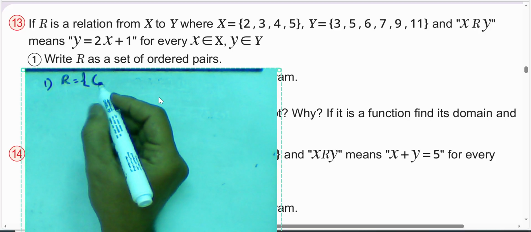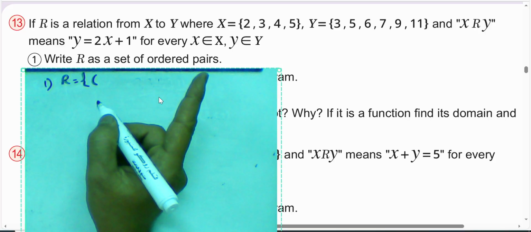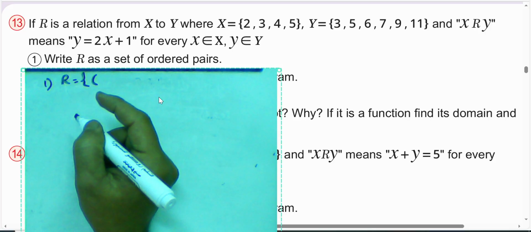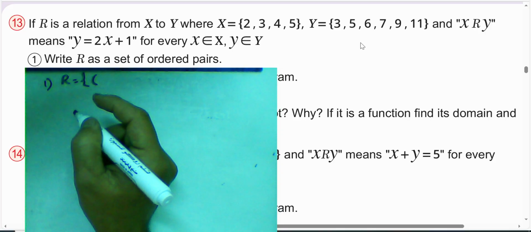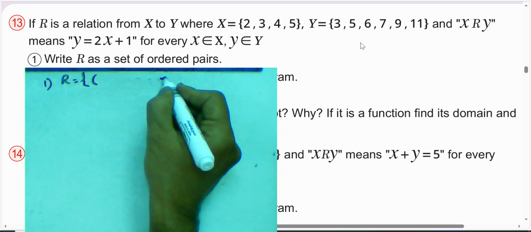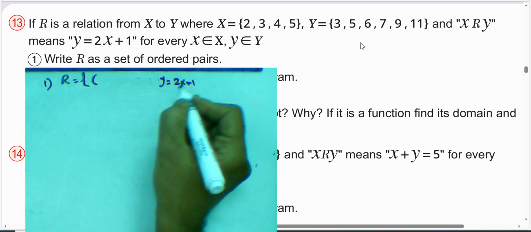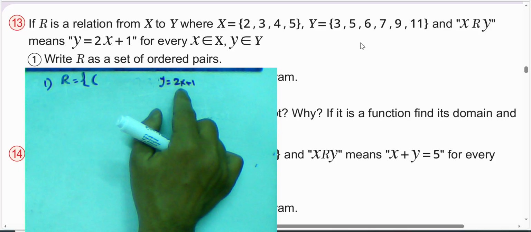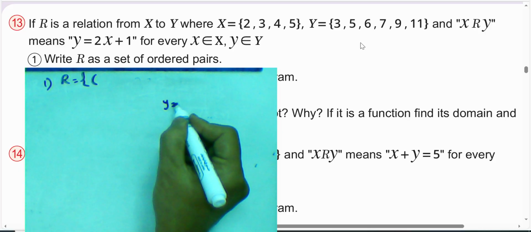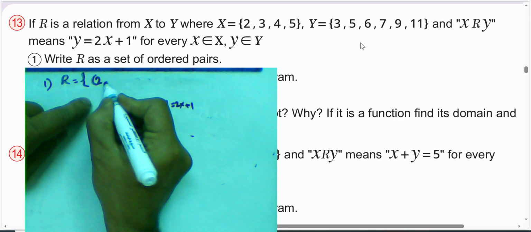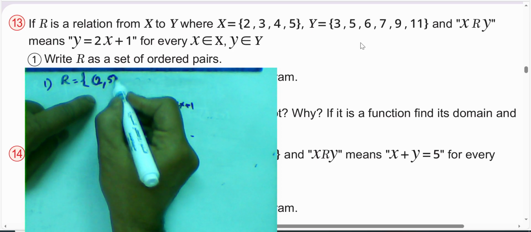We have put x equal 2: 2 times 2 is 4, 4 plus 1 equals 5. Here in y, 5 in y, okay? Here is the function. We have y equal to x plus 1. Put 2: 2 times 2 is 4, 4 plus 1 is 5.